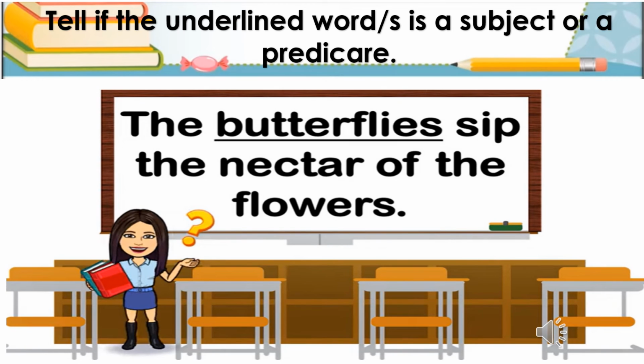Next, the butterfly sipped the nectar of the flowers. So, yung mga paru-paro daw, sinisip-sip nila yung nectar ng mga bulaklak. If you still remember, we already have this. Nectar means ito yung kinakain ng mga butterflies. So, nakukuha ito sa flower. So, the butterflies. Butterflies, is it a subject or a predicate? Yes, if your answer is subject, you are correct.